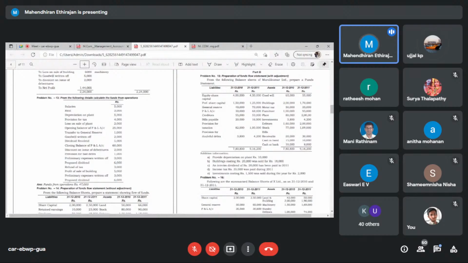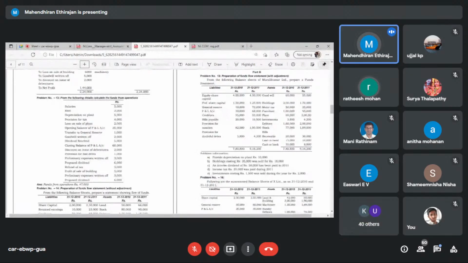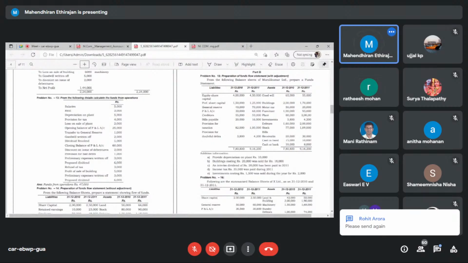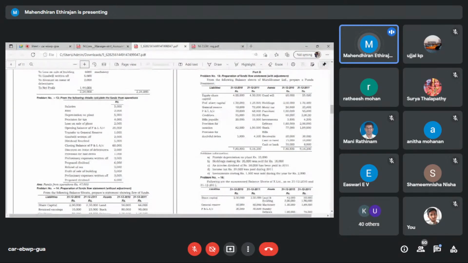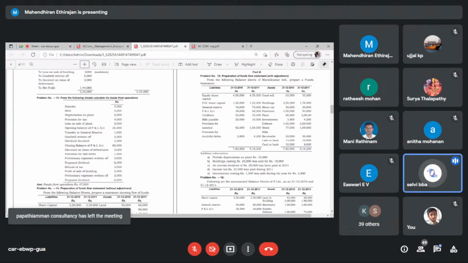60,000 minus profit on sale of building 5,000. You less that: 60,000 minus 5,000. Again, refunded tax, how much? 3,000. And dividend received 5,000. 47,000, sir. Yes, you get 47,000, the answer from the book.